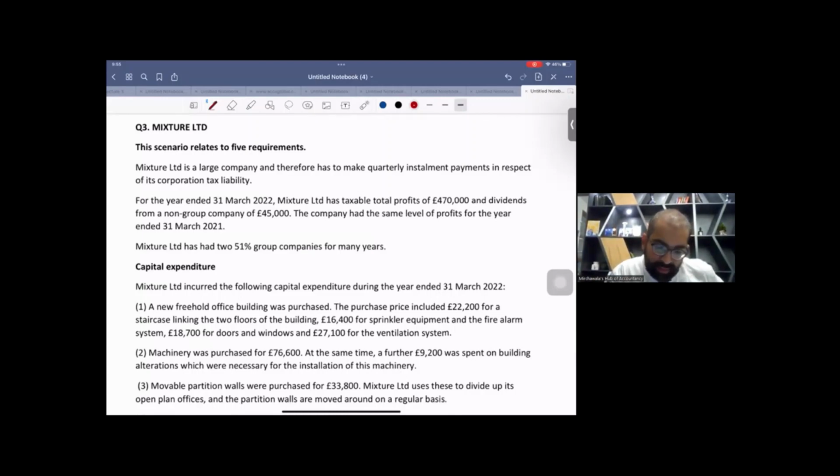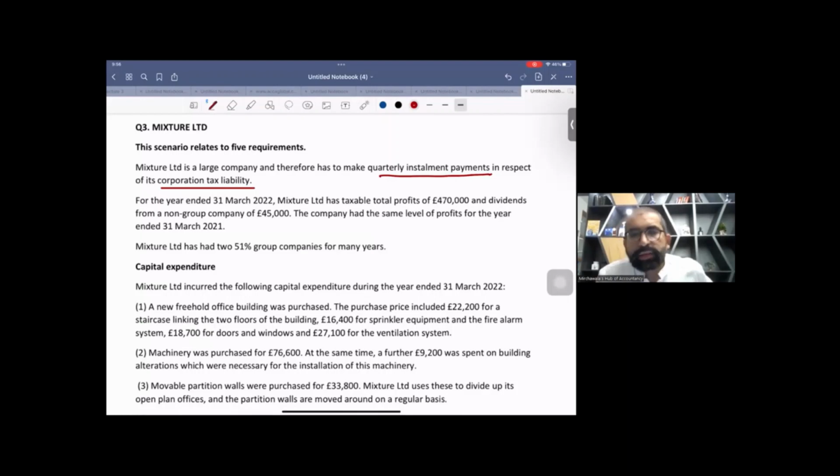Mixture Limited is a large company, therefore has to make quarterly installment payments in respect of its corporation tax liability. Now I would like to say this question is so far the easiest question of all this past paper. All of them, easiest of all of them, I'm telling you, easiest.